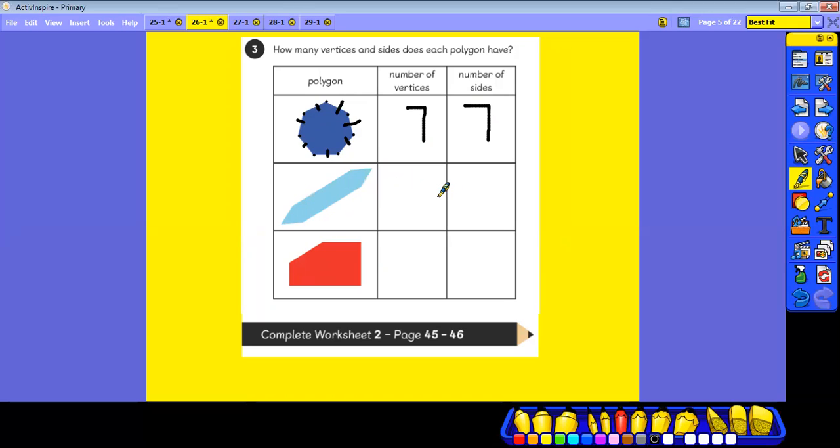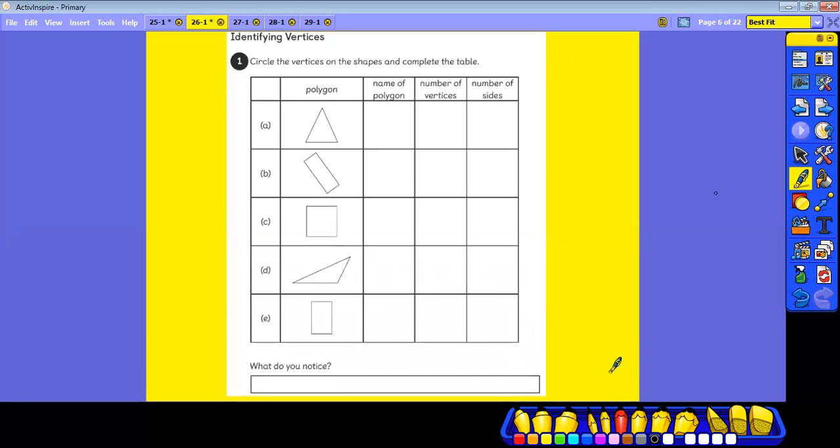Once you've completed that table, you can go on to worksheet 2, page 45 to 46, and they look like this. It's more of the same. You're naming the polygons. Remember, that's a 2D flat shape with straight sides. You're counting the number of vertices. Remember, another word we've used in Key Stage 1 when we were in Year R and Year 1 would have been corners, and the number of sides. And then you're asked this question, what do you notice? I wonder what you'll notice when you've completed that table.